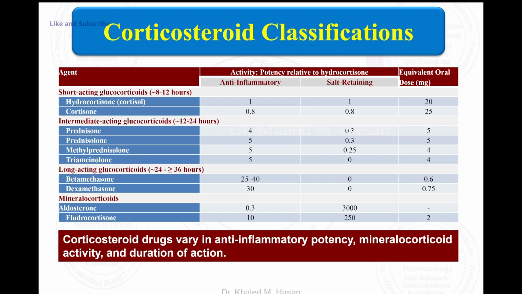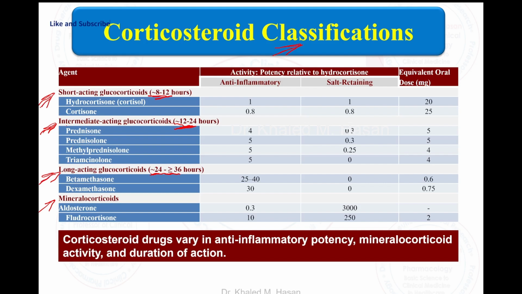Okay, this table is considered one of the most important tables in clinical practice regarding the classification of corticosteroids. We have three main groups we need to focus on. Number one, short acting, 8 to 12 hours. Then intermediate acting, 12 to 24 hours. Then long acting, 24 to more than 36 hours. The last group is the mineralocorticoids. So we need you to focus on the glucocorticoids, which have three main groups: short, intermediate, and long.